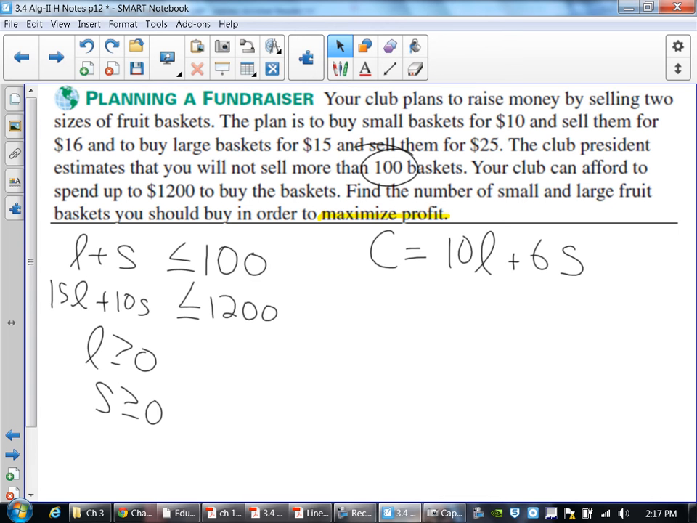Meaning that it would be better, price per unit per dollar, to buy the small baskets, because per small basket I make 60 cents on every dollar. So it would be more profitable to buy small baskets.